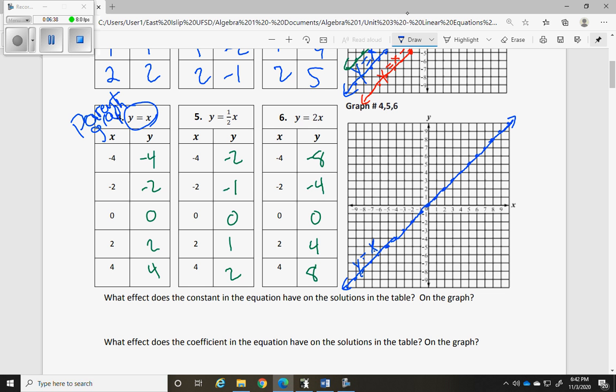Anytime you see y equals x, it's the parent graph of all linear equations. It's like where all linear equations originate from, right? They originate from their parents.